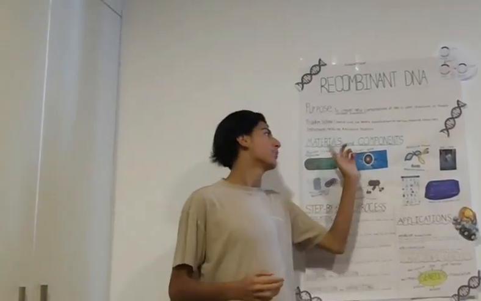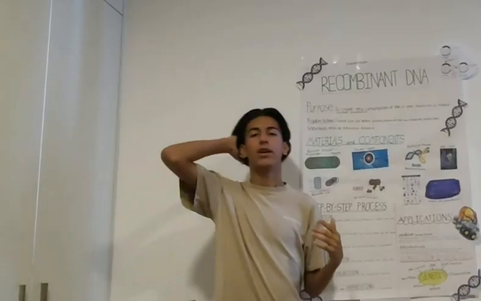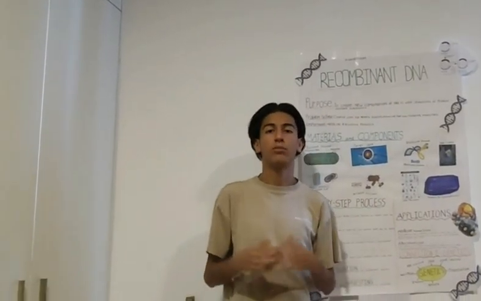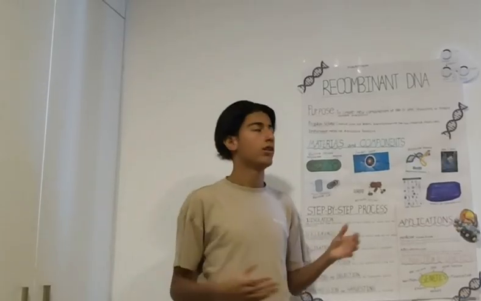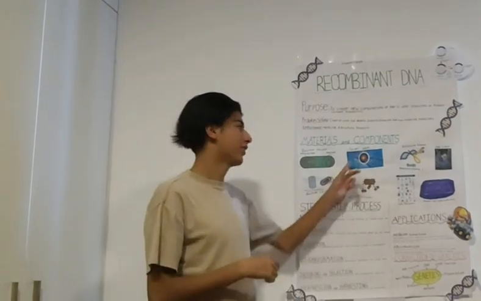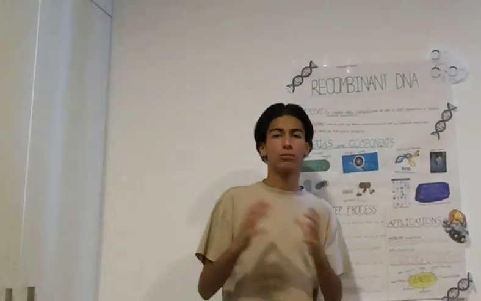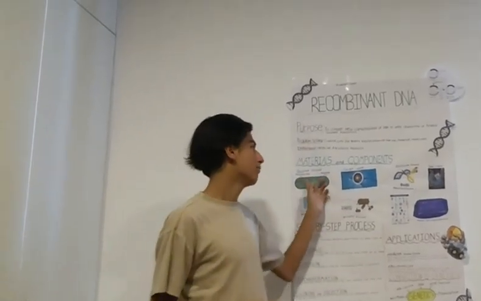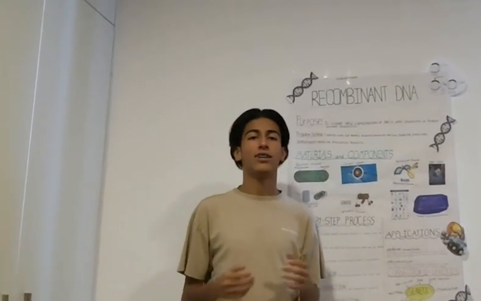So let's start with the materials and components. Before we look at the process, let's meet the essential tools and molecular machinery required to make this happen. If you look here we have several key components. First, the target gene, which is the specific sequence of DNA we want to copy or express, such as the human insulin gene. Next is the bacterial plasmid, which acts as our vector.